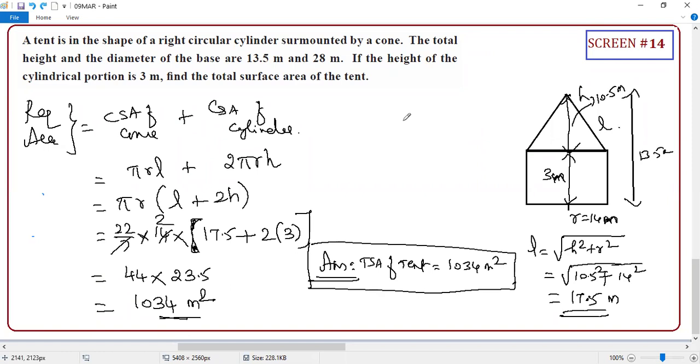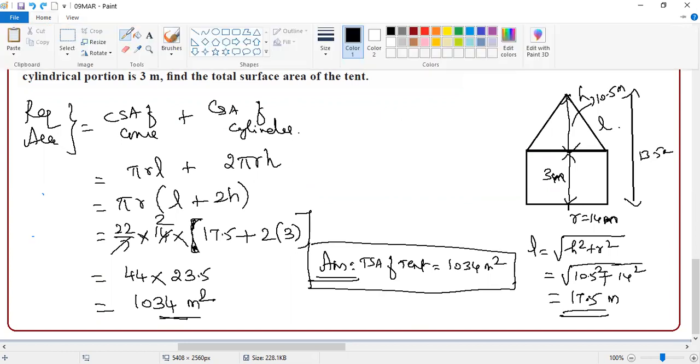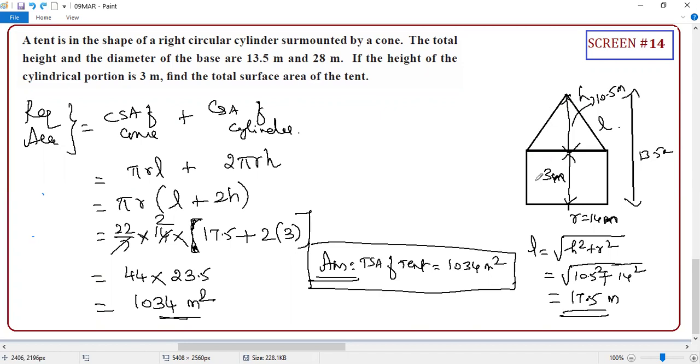Doubts are welcome. Sir, we have to find only the total surface area of the tent, no, sir? Why do we have to find the cylinder also, sir? Tent means it includes everything. What are you thinking? Tent means only this area? No. Tent includes this area and this area. Basically, you are thinking this is a tent. This is also one kind of tent. This is one tent, and this is also another tent, okay?